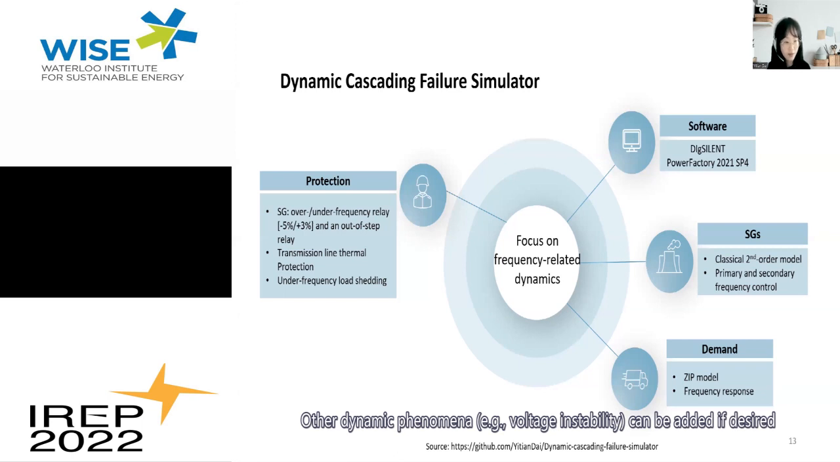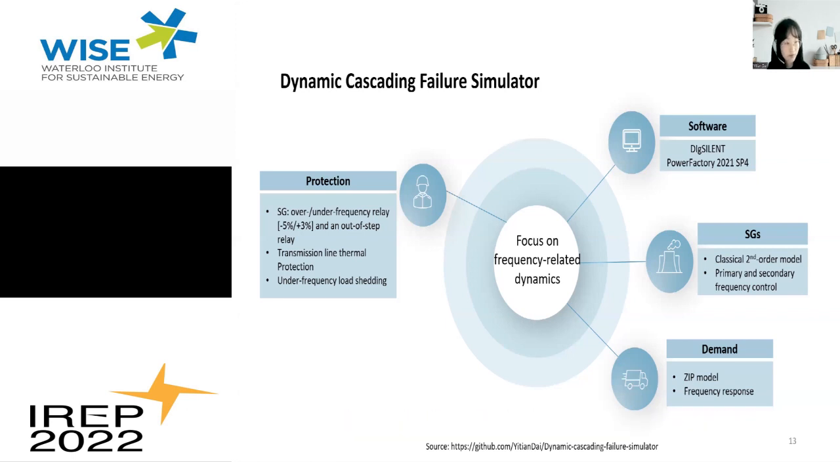For other types of dynamic phenomena, such as voltage stability issues, this can be added if needed, without affecting the general method described here.